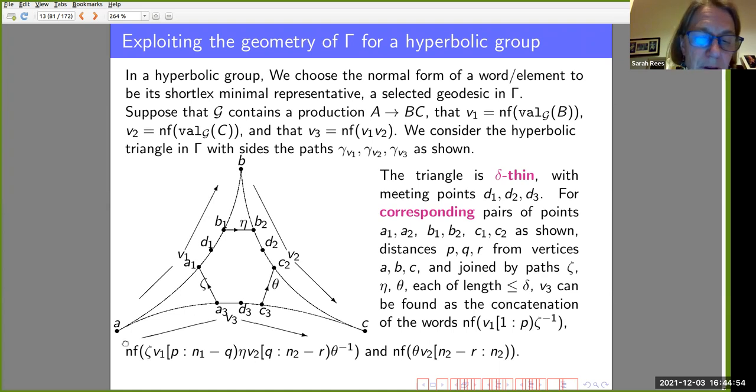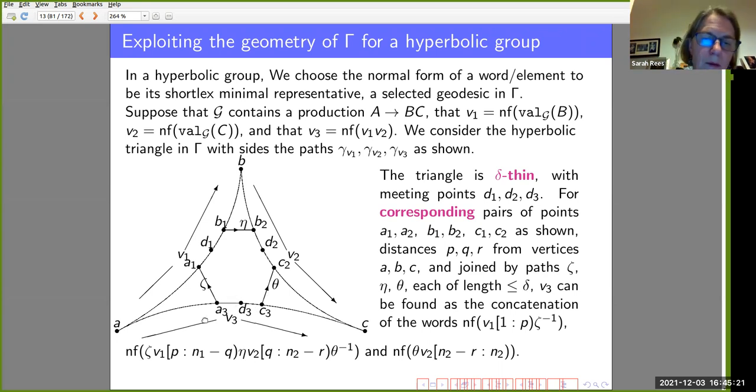So the prefix of V3 that labels the path from A to A3 is the short-lex minimal representative of the word that's a prefix of V1 followed by zeta to the minus one here, okay? And then obviously the word here labeled from A3 to C3 is a section of the word V3.